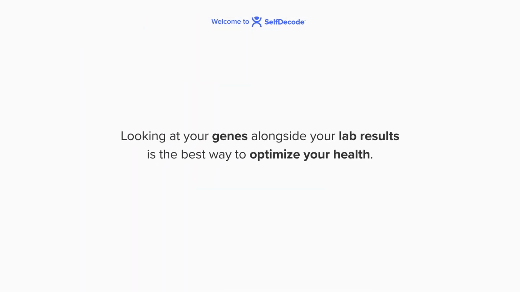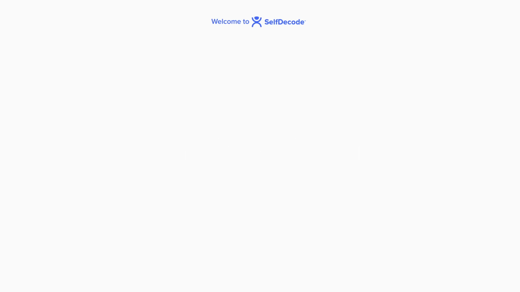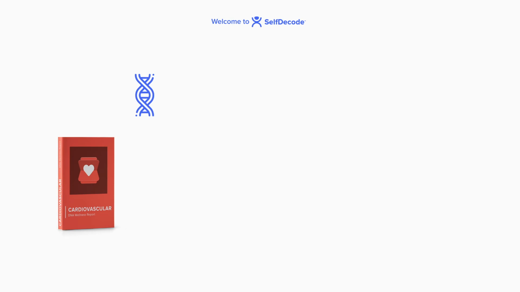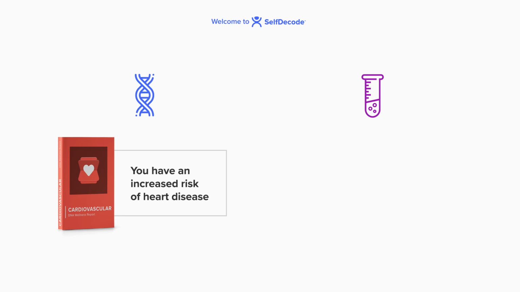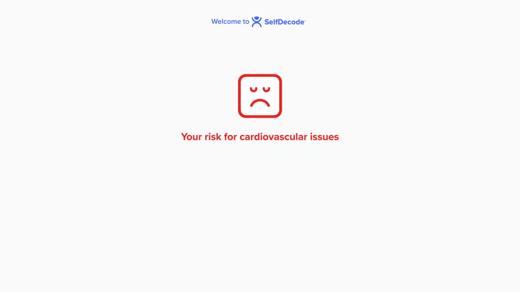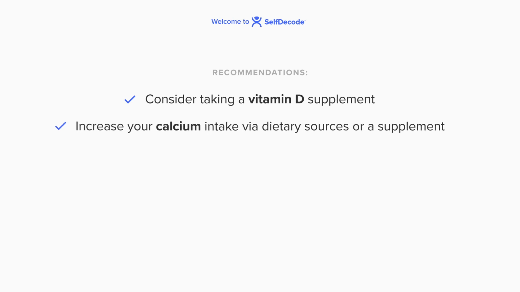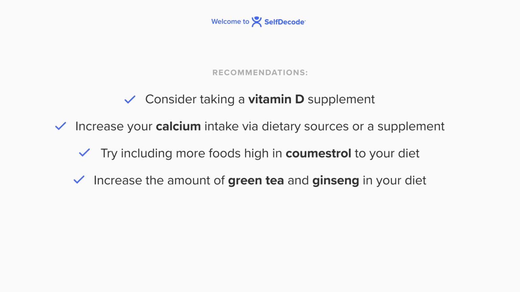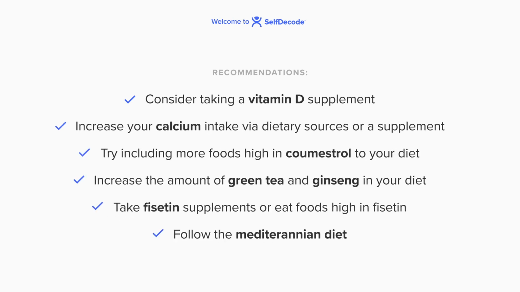Looking at your genes alongside your lab results is the best way to optimize your health. For example, in your cardiovascular report, your genes might show that you are predisposed to heart disease. After uploading your lab tests, you may notice that your cholesterol levels are high, which contributes to cardiovascular issues. The combination of your genes and your lab results give the full picture of your risk and provide a list of recommendations to improve cardiovascular health that you can start following right away.